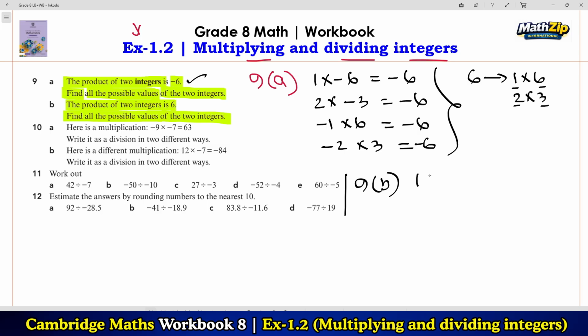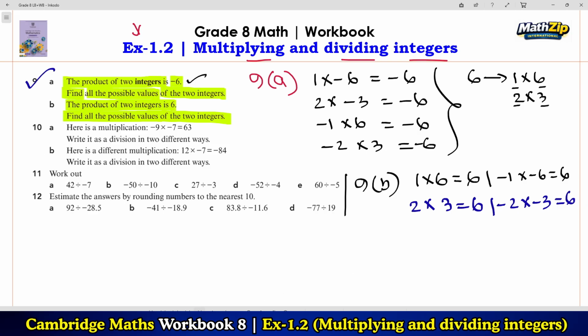So first one, 1 times 6, it will be 6. Same thing, -1 times -6, it will also be 6. Same, 2 times what? 2 times 3 is 6. Same thing, -2 times -3 also 6. So number 9 is done. We have to clearly understand the question first, otherwise you cannot answer.